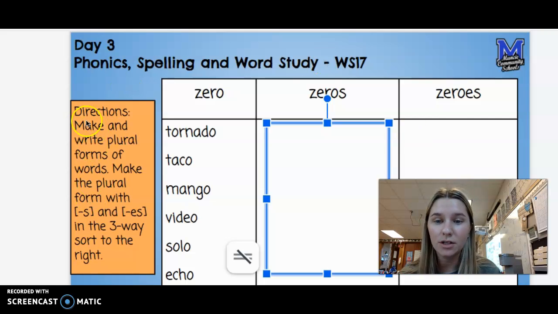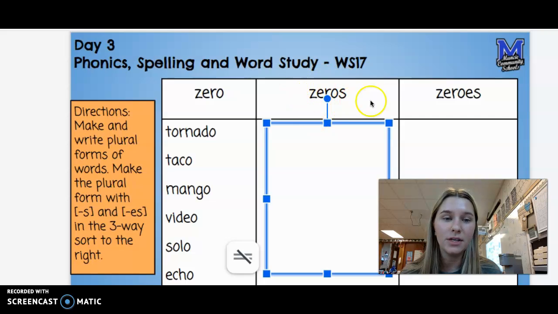So let's take a look at our directions here. Make and write plural forms of words. Make the plural form with S and ES in the three-way sort to the right. So for some words, you won't have anything in this column, okay? Take a look. Zero, zeros, and zeroes with ES. So that's how we'll be sorting those words today.